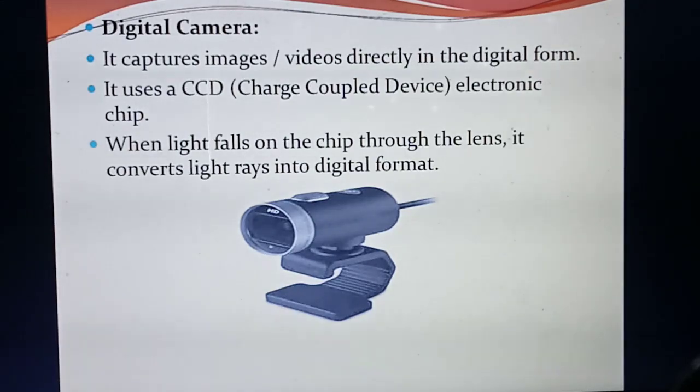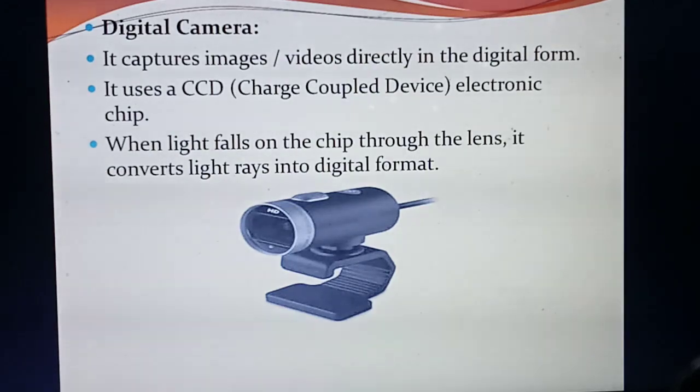Understood? You have studied 3 points. What are the points? A digital camera is mainly used to capture images or videos, and it will convert them into which form? Digital form. Inside, which chip will be there? CCD, that is, charge coupled device. When the light falls on the chip, it automatically converts into which form? Digital format.